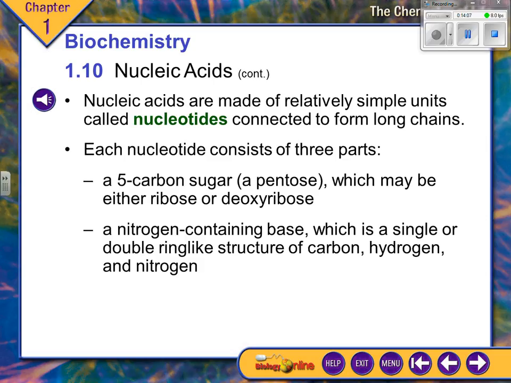Their monomer is a nucleotide. I'll show it to you in a minute. The nucleotide has a sugar on it, and it has one of 5 nitrogenous bases. So I said there's 20 different amino acid monomers. How many nucleotides are there? 5. Hold on. Oh, there's also the phosphate group.